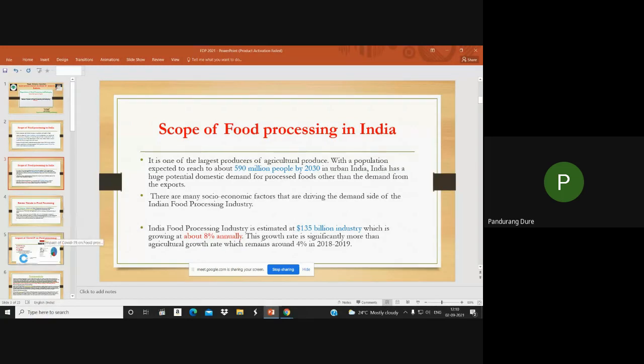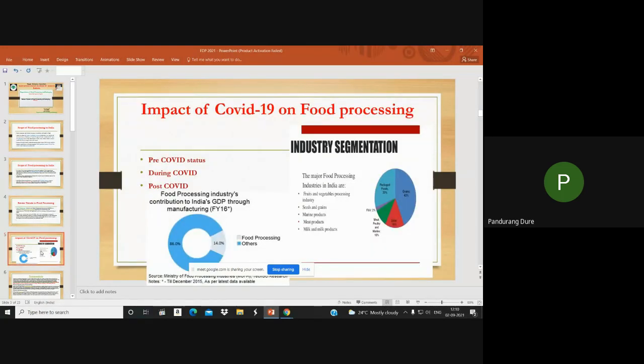COVID-19 affected every field. We know it impacted every field, and definitely the food processing sector and agriculture sector suffered from COVID-19. But this is the common thing we talk about for every sector; the sector which remained aside from this impact is the food processing sector. Before COVID status, let me put some figures again. The growth rate of India is 6.5%, the agriculture growth rate is 4%, and the food processing growth rate is 8%.